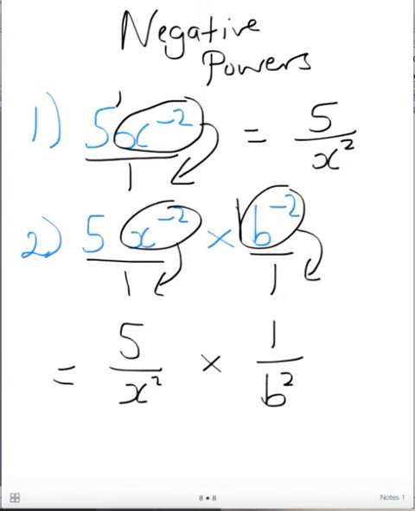And now simplify before we multiply. With this question, there's nothing we can simplify, so let's just multiply. 5 times 1 is just 5 over, we've got x squared times b squared. We'll do it alphabetically, so we'll end up with b squared and x squared on the bottom. And that's it.